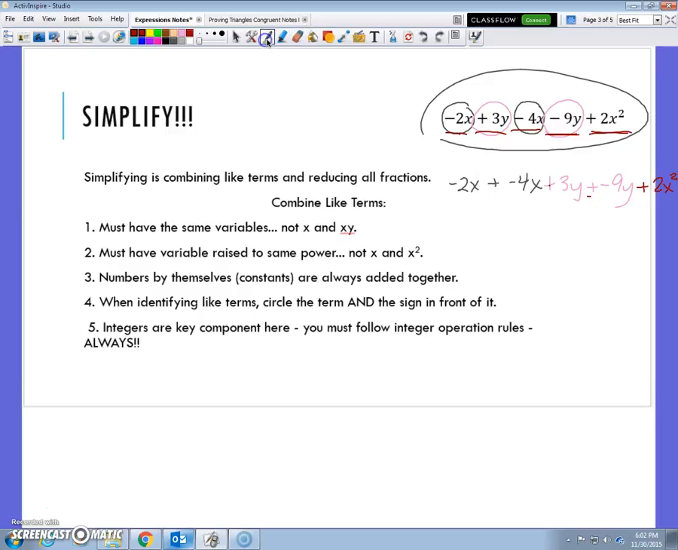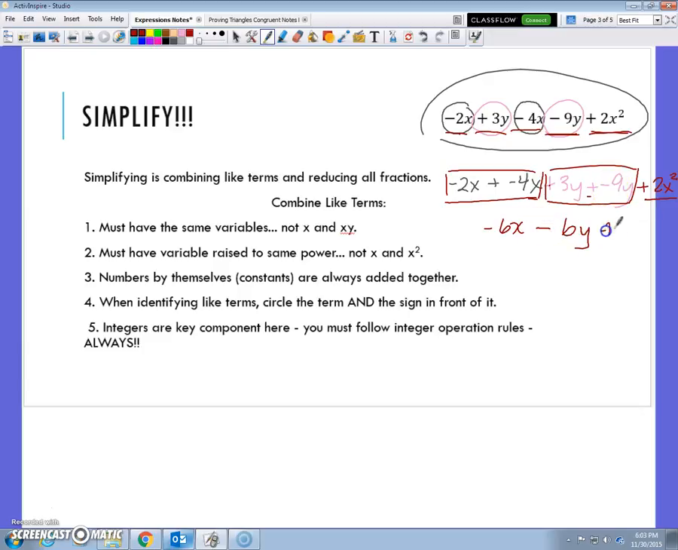Okay, so now that I have my terms together, I can combine them. Negative 2x plus negative 4x, same signs, add and keep. So negative 6x. And I also have these like terms, positive 3y and negative 9y. Different signs, subtract. So 9 minus 3 is 6. And in this case, keep the sign of the bigger number. So 9 was negative, we're going to keep it negative 6y.